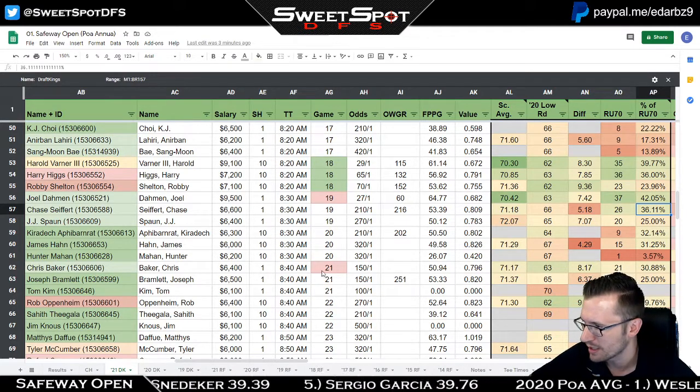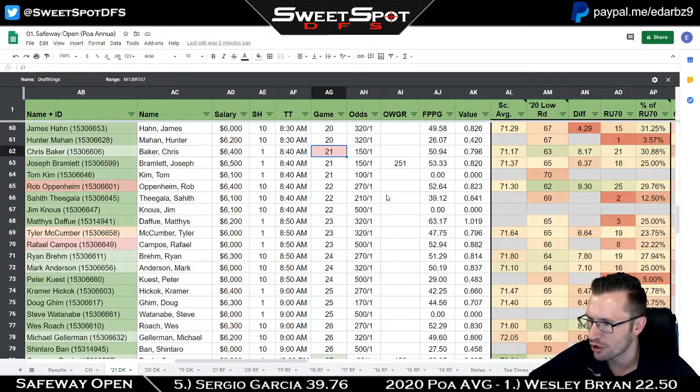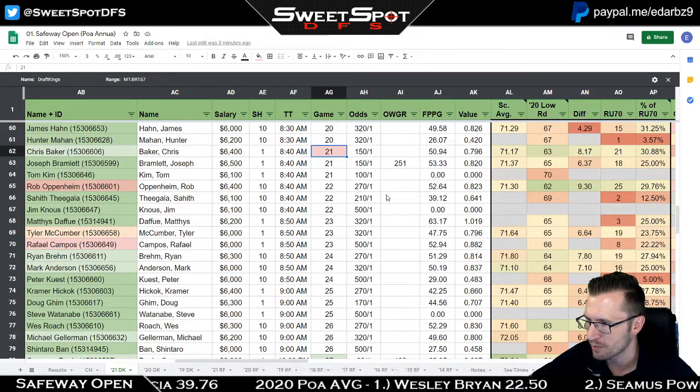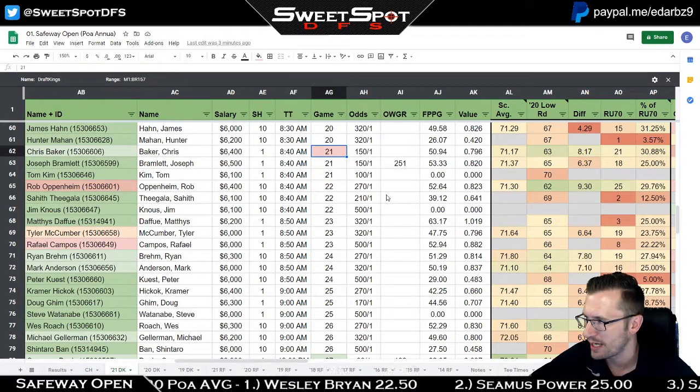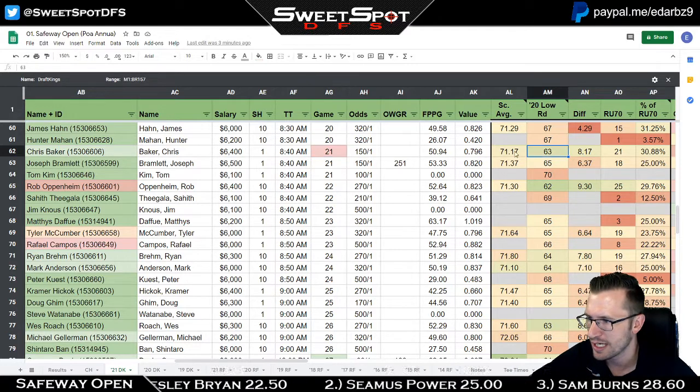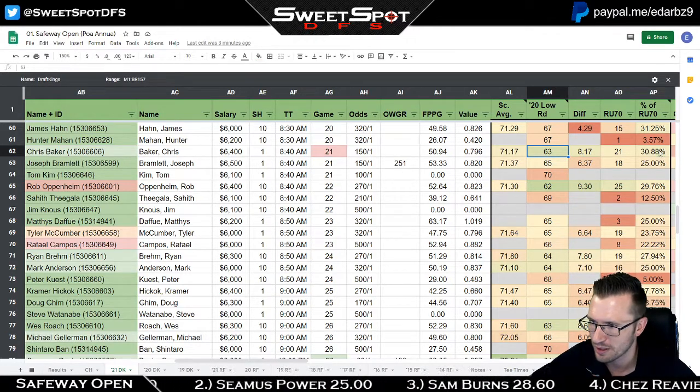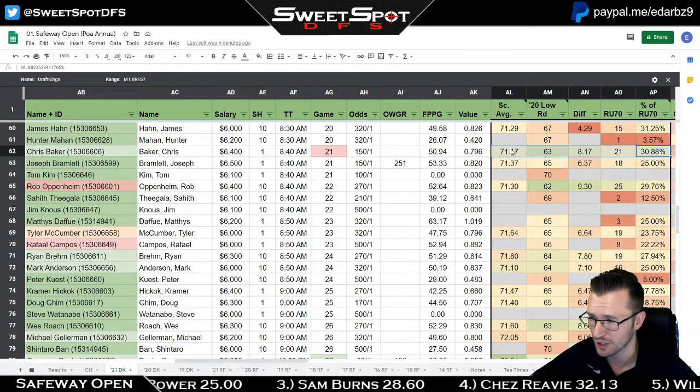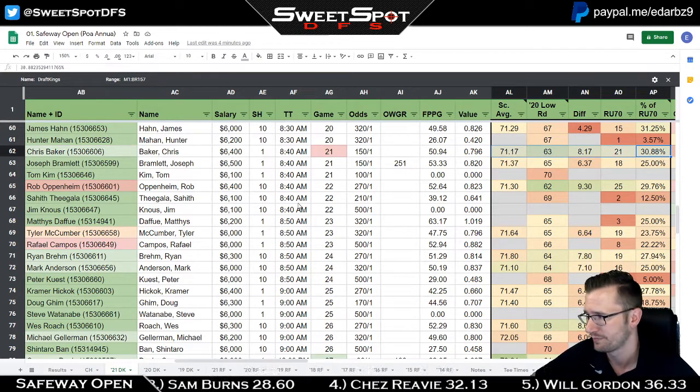Interesting, to say the least. Chris Baker is a golfer you've probably heard a lot throughout the golf industry being brought up. The only reason I've got him highlighted is he has the potential to go low. His percentage under 70, not very good. His scoring average, it's okay.